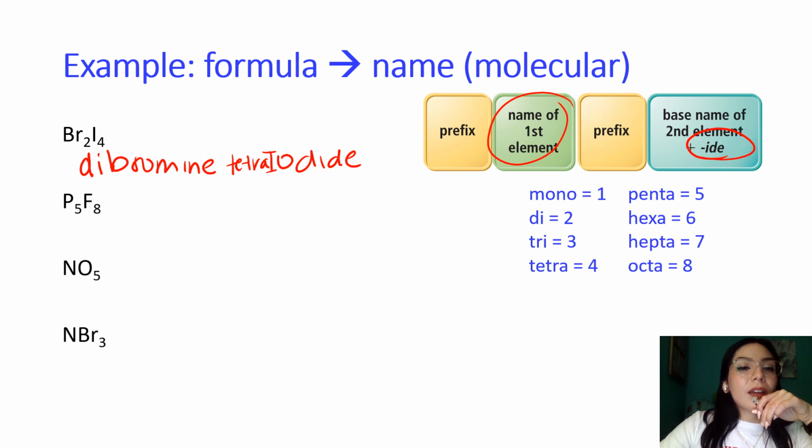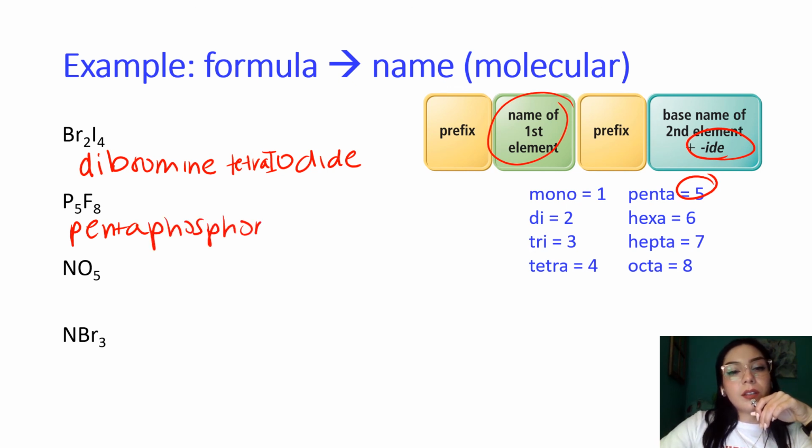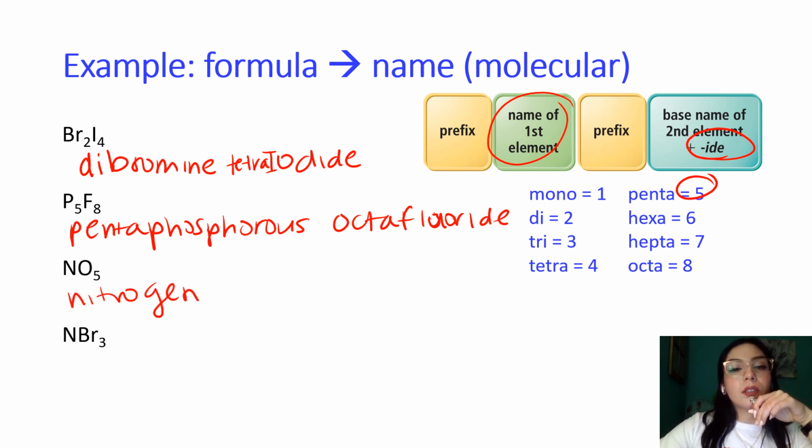Here we have 5 phosphorus, so it is penta. These are very easy in comparison to those ionic. And then we have 8 fluorine, so it's going to be octa. Fluor, oh, fluoride. Here we have nitrogen. Since it's only one, we skip writing mono in front of it. And then we have 5 oxygen, which is pentaoxide.